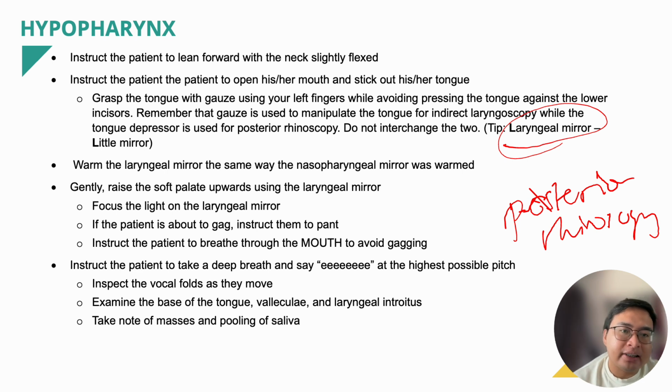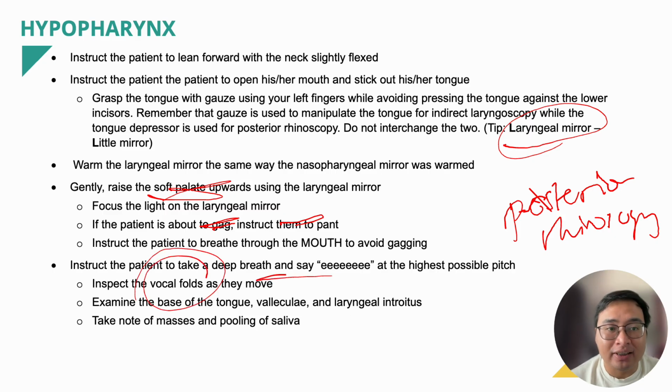Then, you raise the soft palate upwards and you focus a light on the laryngeal mirror. If the patient is about to gag, instruct mo lang, hinga lang po kayo sa bibig. Instruct the patient to take a deep breath and say, "He." So, when the patient says, "He," then the vocal cords should be opposing. Okay? And of course, you inspect the vocal folds as they move.